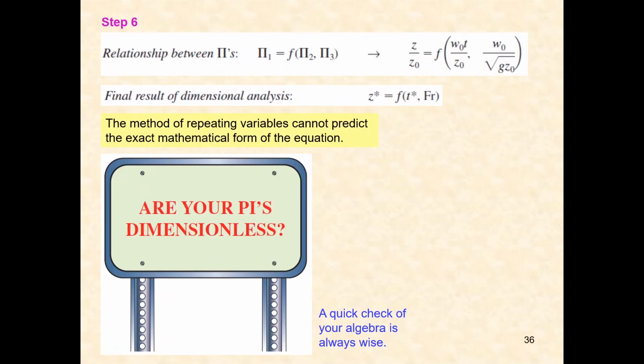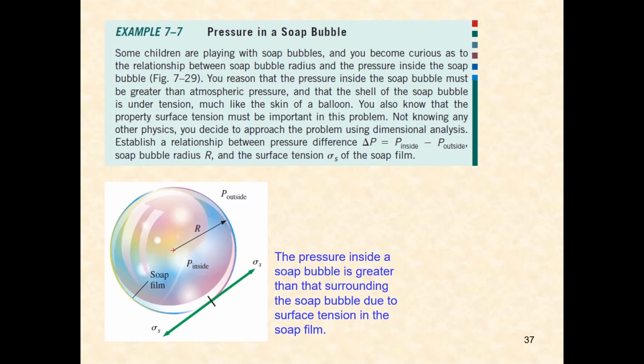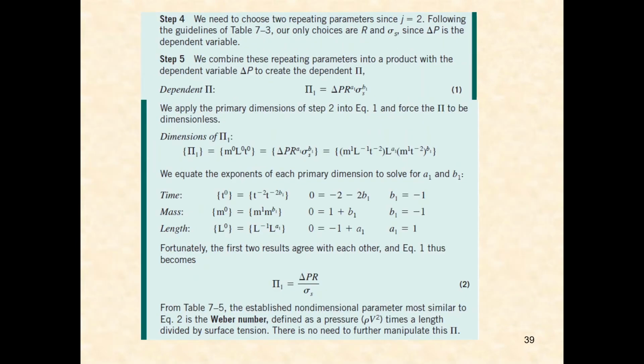Okay, step six is just to write everything back. So pi one is equal to a function of pi two and pi three. This is the last step. You need to put this down. So pi one is the dependent variable, and it is equal to a function of the independent variables. Here, for example, you can do it by yourself.